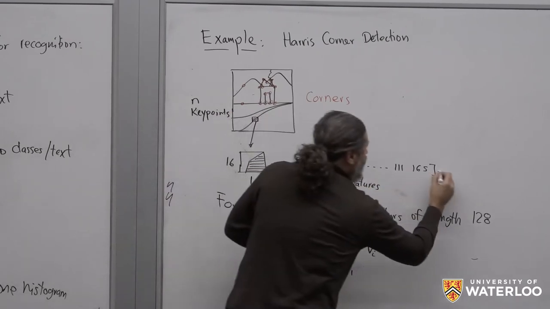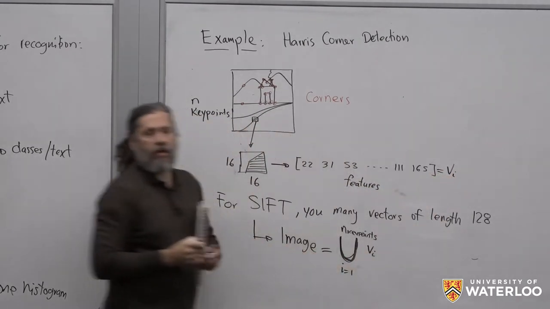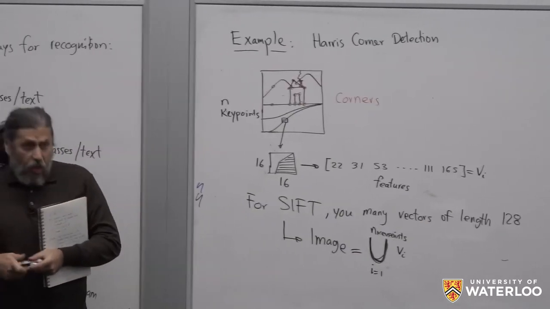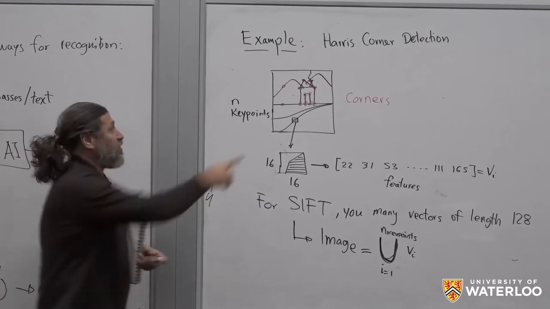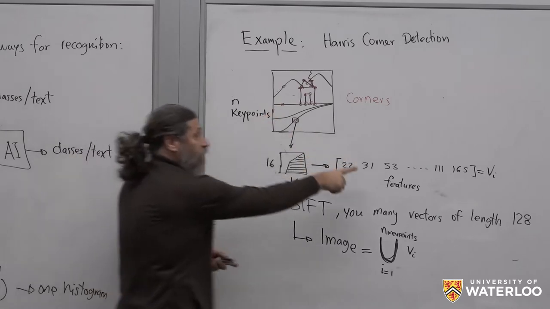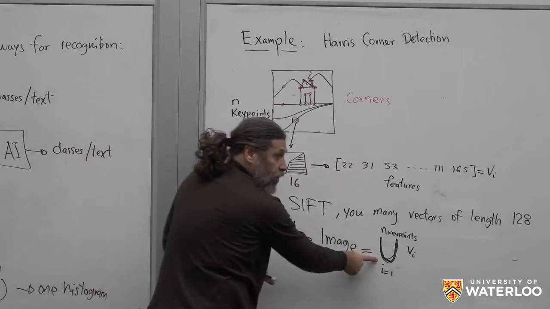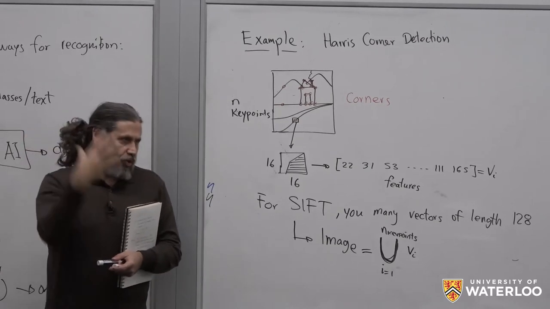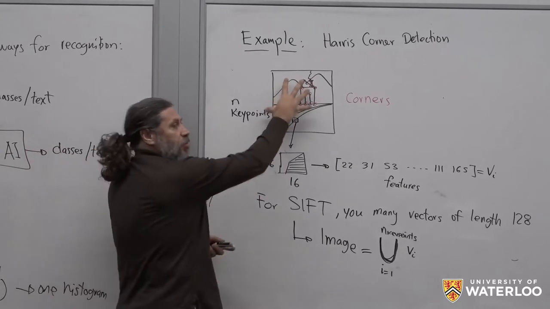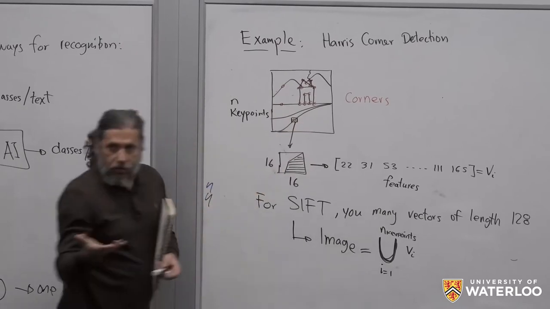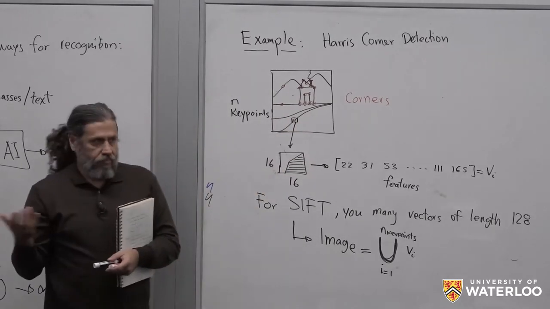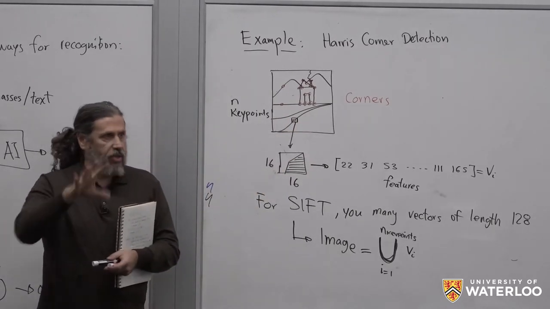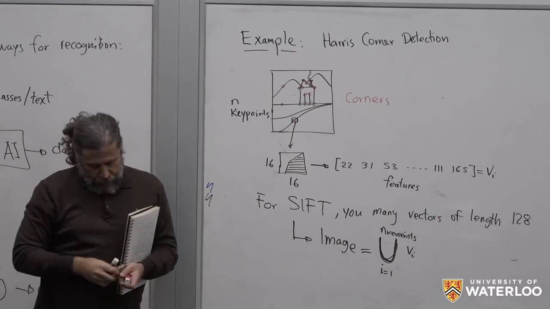And this is my V sub I. So for the computer, if you give me 5,000 key points, and for each one of them I have a feature vector, the union of these feature vectors is what the computer understands under this image. So everything else is ignored. So that's what the computer sees, this image. Okay.